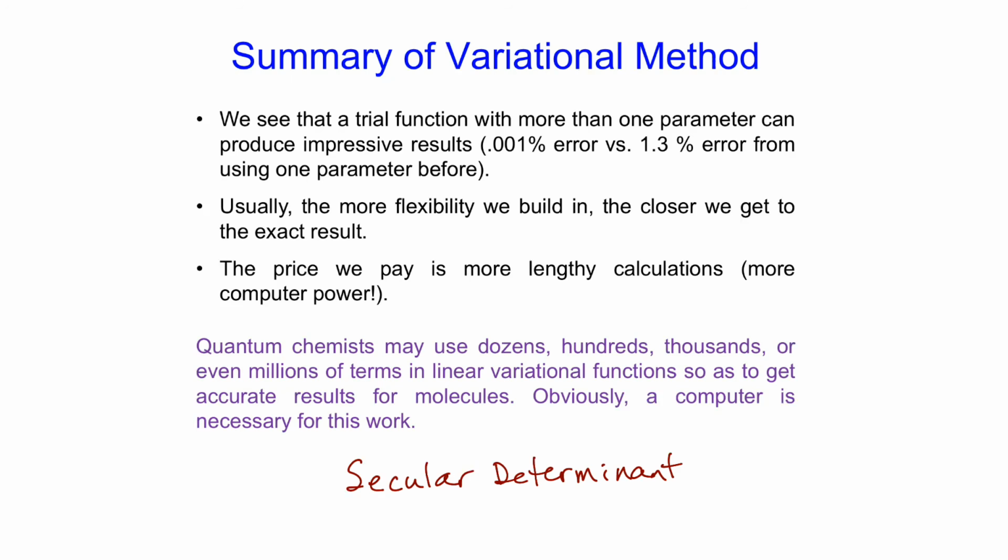Okay, well, I hope that gives you a decent overview of our variational method. It is one of the most commonly used approximation methods that you'll encounter in quantum chemistry.